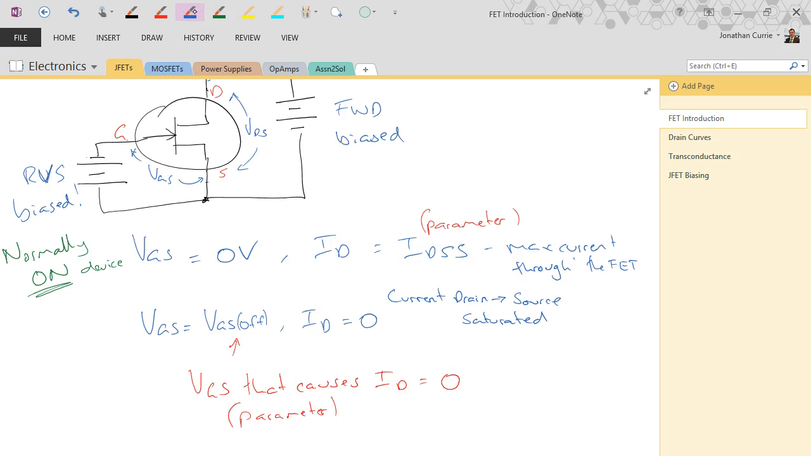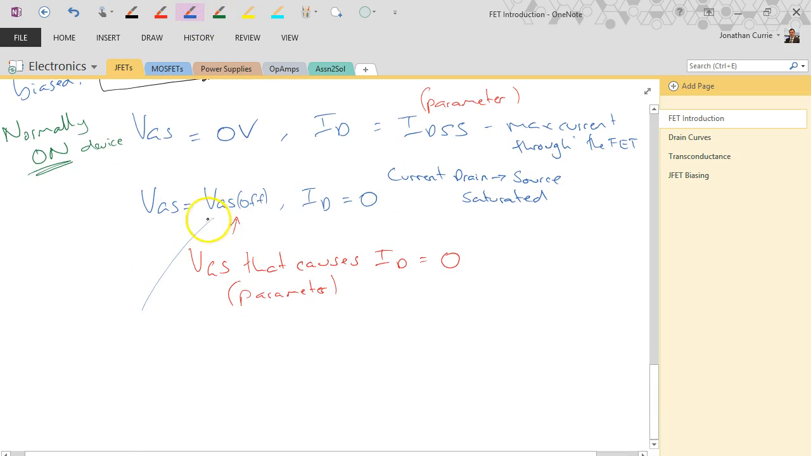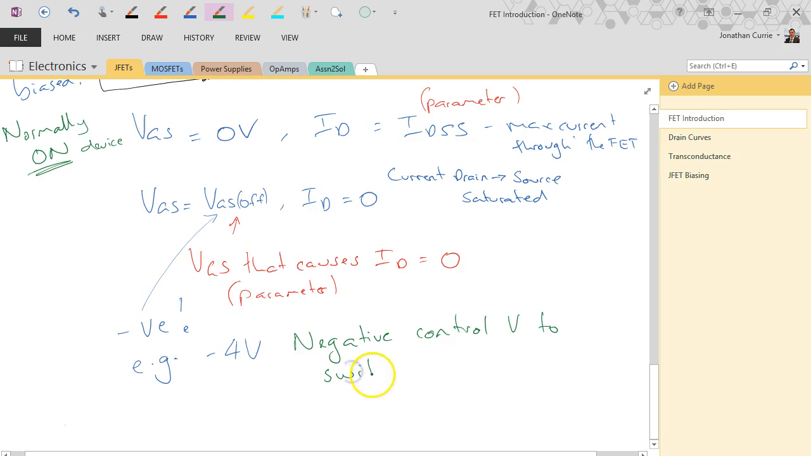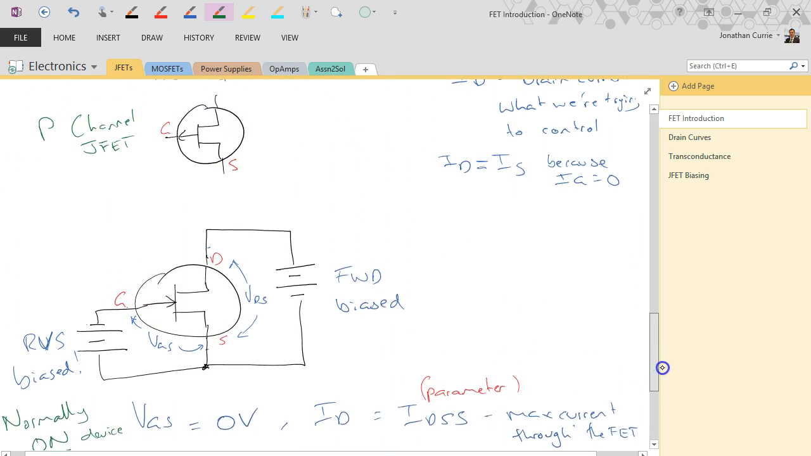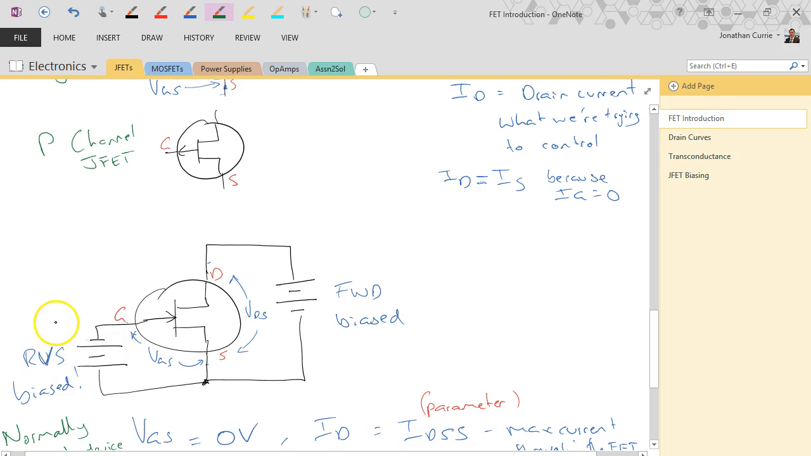All right, so the other thing that I should mention here is that this is a negative voltage, e.g. minus 4 volts. So a negative control voltage to switch off, which is also not very convenient, right? Positive voltage is a lot easier to work with. So this device is a little bit unusual in that respect, that we've got this reverse bias condition from gate to source. This is our control voltage, and this is the current we're interested in.